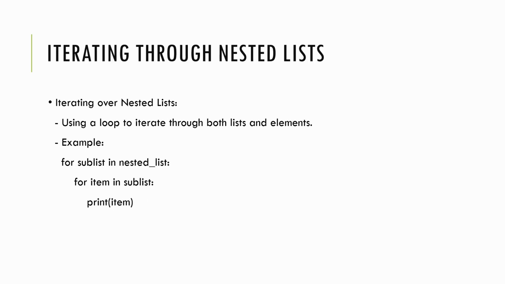When working with nested lists, you might need to iterate through both the outer and inner lists. You can use a nested loop for this. Here's an example. For each sublist in the nested list, loop through each item in that sublist and print the item. This allows you to access every element, no matter how deeply nested it is.